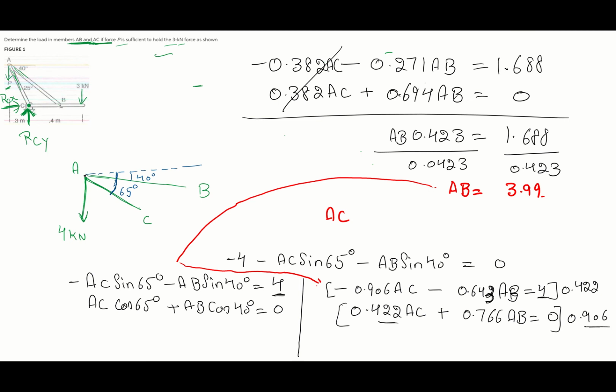And let me check the value of AB. Is the AB value correct or not? The AB value comes out to be 4 kilonewton. That's correct. And the AC value is 7.25. So if we got one value correct, the other value will also be correct. I don't know why my computer is showing some kind of complications, so I'm going to stop this video here. Thank you. Bye.